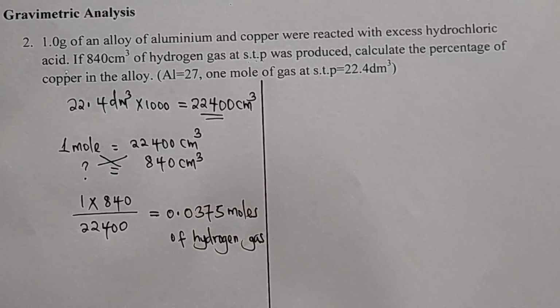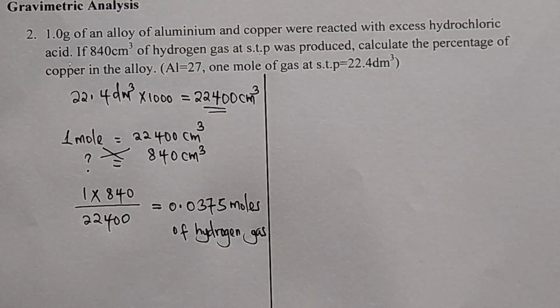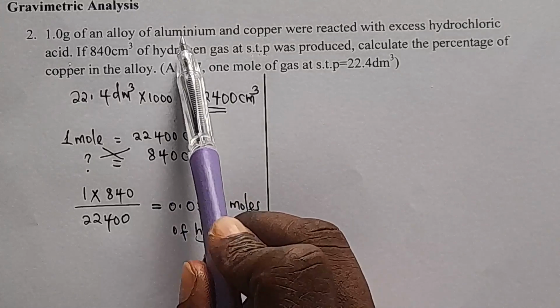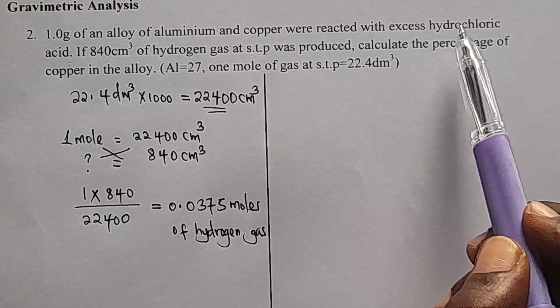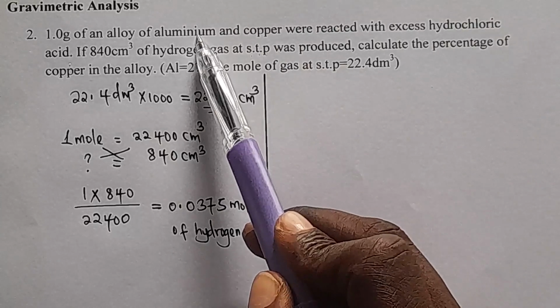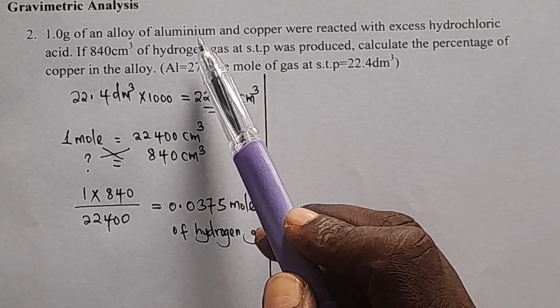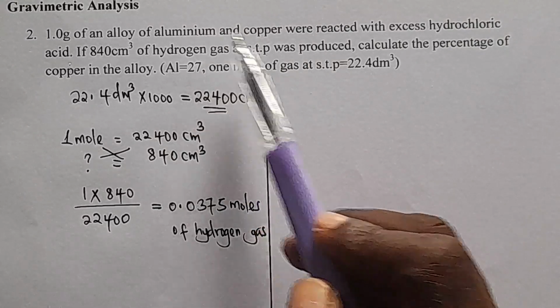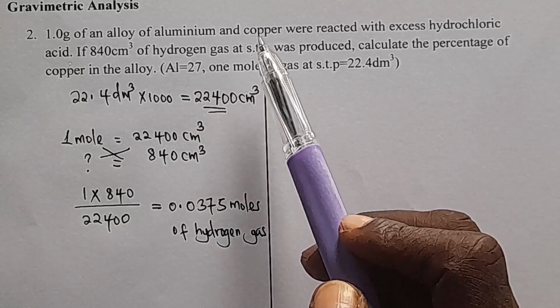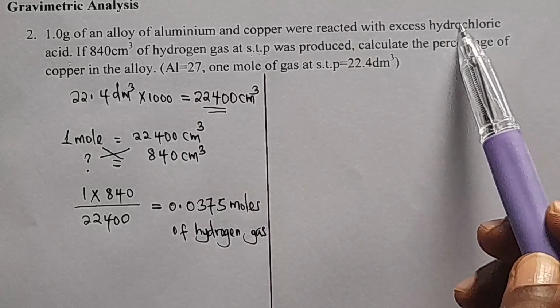Okay, to check the question, we were having the alloy to contain aluminum and copper, and it has reacted with excess hydrochloric acid. So here, aluminum and copper, hydrochloric acid will only react with aluminum, because when aluminum reacts with the hydrochloric acid, we get aluminum chloride and also hydrogen gas. But copper is below hydrogen in the reactivity series, so that means it's not going to react with acid.